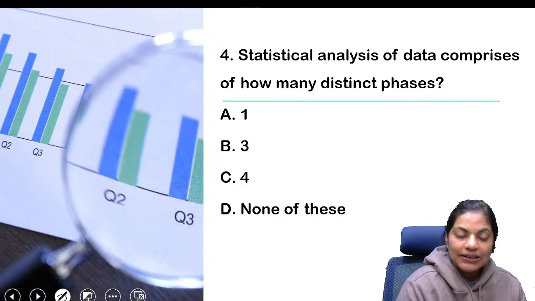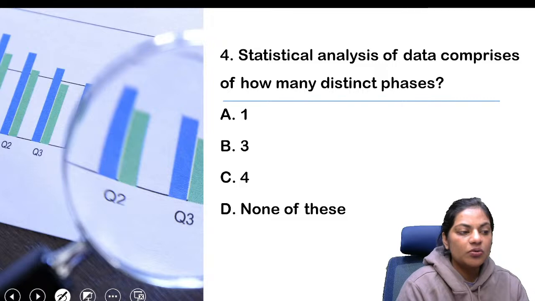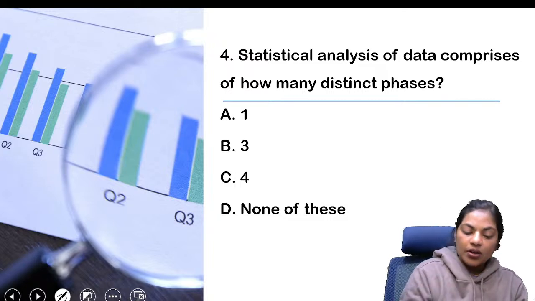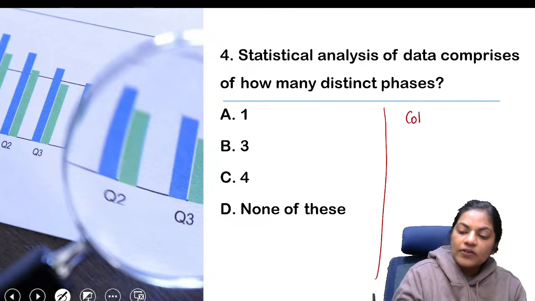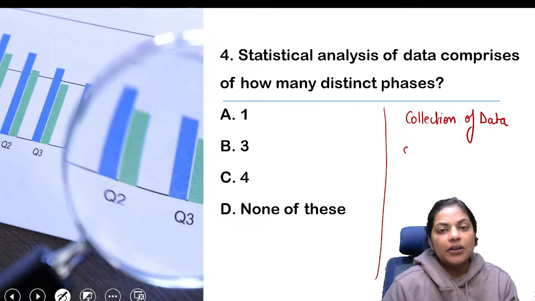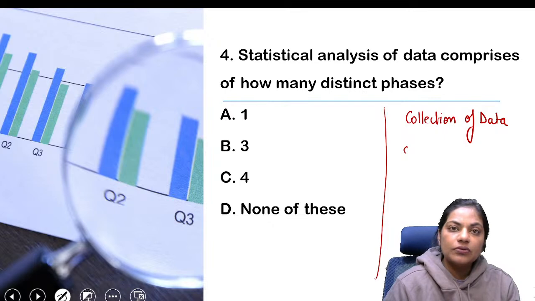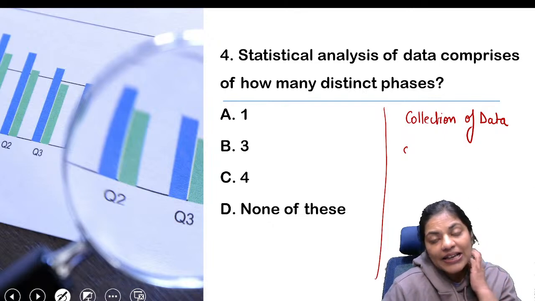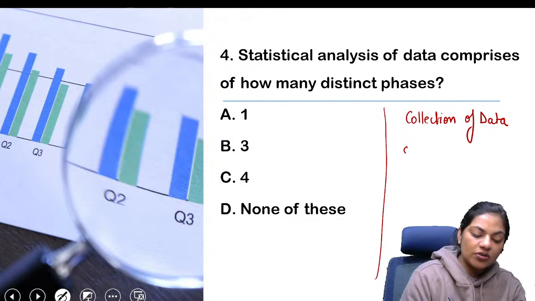So we are going to analyze data. Correct? We will be using data for the purpose of analysis. How many steps are there with respect to analysis of data? So first is collection of data. First would be to collect data, then classifying the data in tables and graphs, right? Then the next step would be drawing conclusions, analyzing it, and then it would be interpretation. So let's see it one by one.